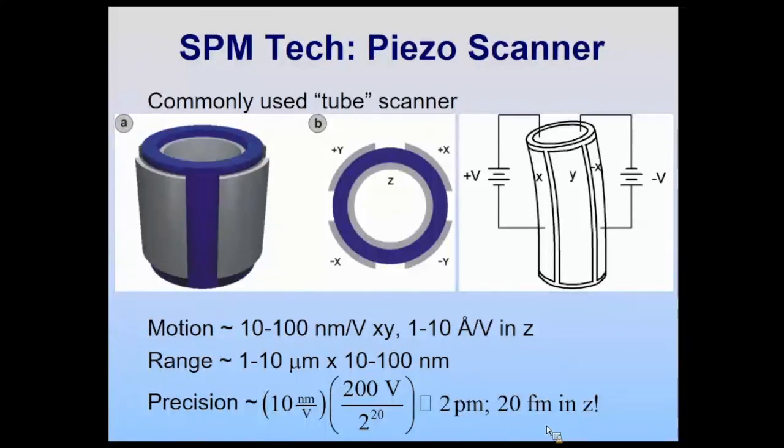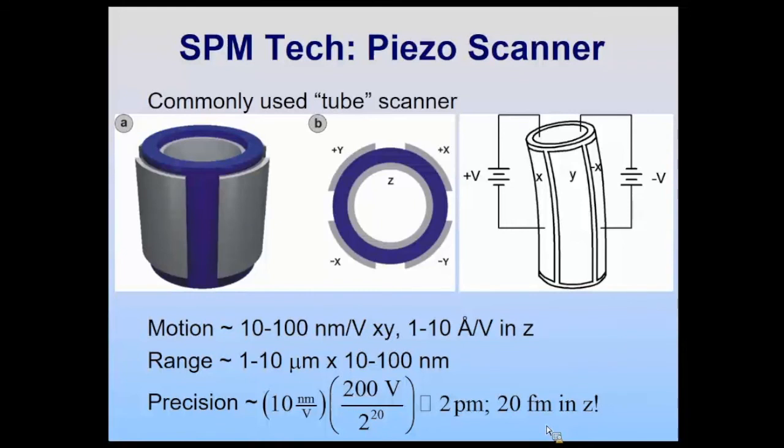These are piezoelectrics. They convert voltages into displacements. The scan motion is typically about 10 to 100 nanometers per volt in the XY range, and about 1 to 10 angstroms per volt in the Z range. What that translates into in total throw, when you put a few hundred volts on this, is about 1 to 10 microns of throw in XY, and about 10 to 100 nanometers throw in Z. Of course, this depends on the scanner and on the voltage that you end up applying. But what you end up getting is very high precision, on the order of 2 picometers in X and Y and about 20 femtometers in Z, at least for our system.